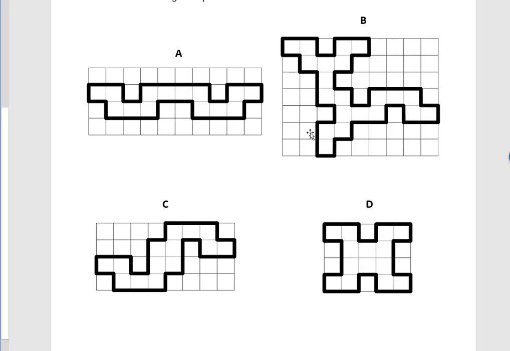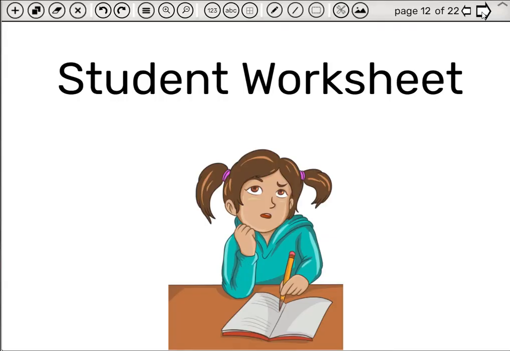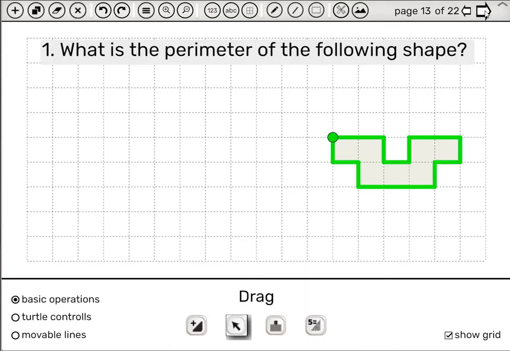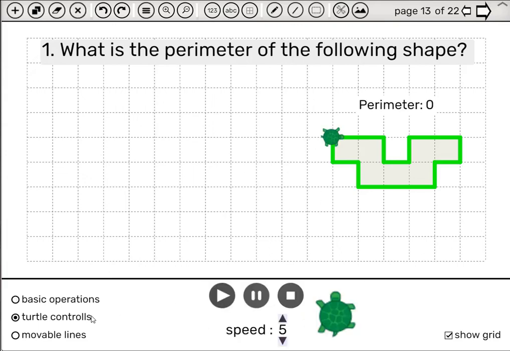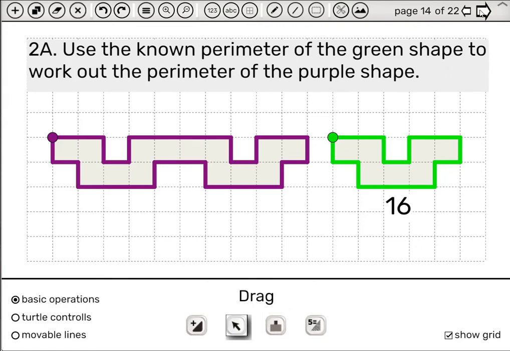Let's go back to the app and review the questions. After the students give their answers, let's check the perimeter of this shape, turtle controls, and play. This is important because some students may still not have complete confidence in finding out the perimeter of one shape. Now, let's continue to the first combination. Allow the students to explain the answer.